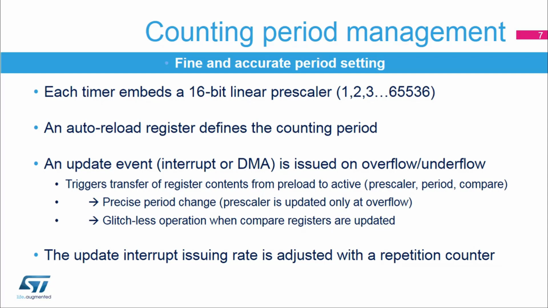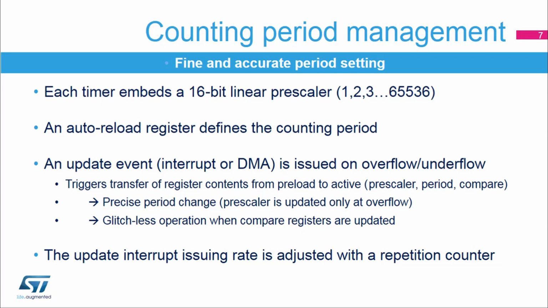It triggers an interrupt or DMA request that is used for adjusting time parameters synchronously with its period, which is useful for real-time control. This update event triggers the transfer from preload to active registers for multiple parameters, and in particular for the clock prescaler, auto-reload value, compare registers, and PWM mode.